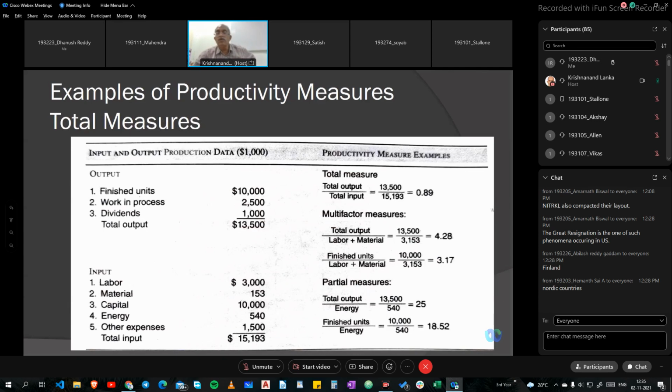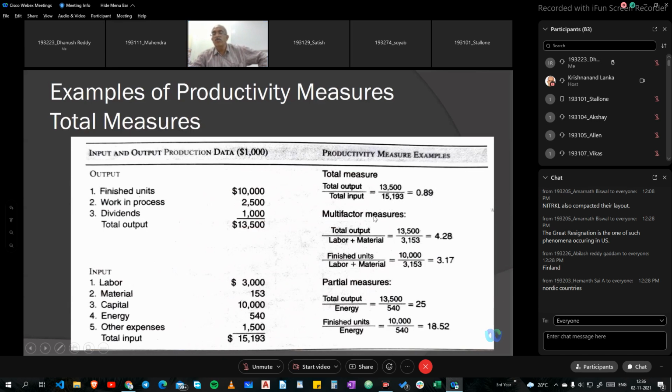So if you use total productivity, what is the comment on this? Is it productive? Yes, sir. Productive. It is not so productive. No, because output is less than input. So it is not a very productive unit.